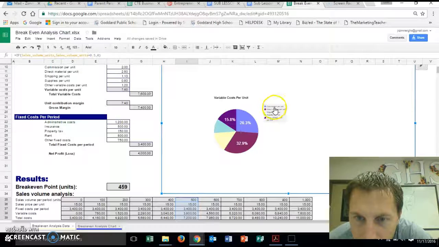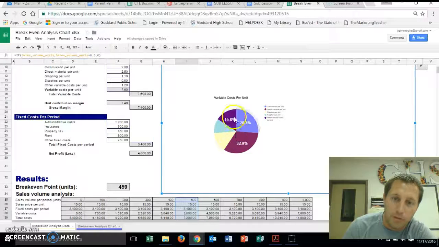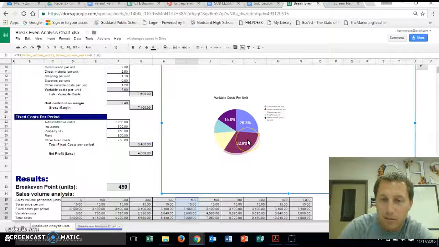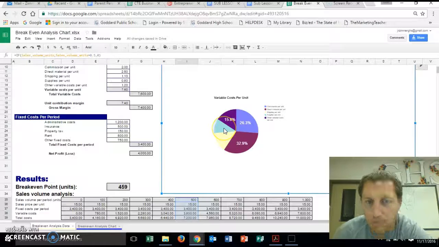But commission per unit looks to be like the first one. Looks like 26.3% is my commission per unit. And you can go around the wheel and see what the things are. Obviously, I don't have anything in these identified yet, but I could. So I would encourage you to take a look at that as well. It looks like one of these is shipping and one of these is supplies.